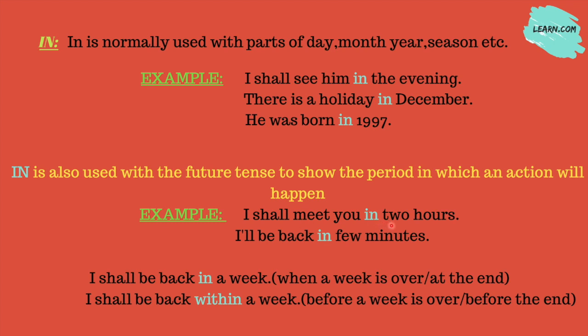I shall meet you in 2 hours means I am going to meet the person in the next 2 hours. So I'm talking about the future. That's why I have used "in" here. So this is very important, how it is used to represent the future. I'll be back in a few minutes. The subject will be back in the next few minutes, talking about the future. So it is also used with the future tense to show the period in which an action will happen.